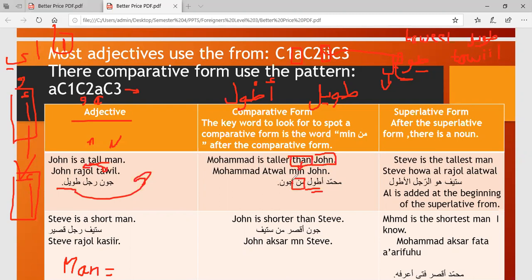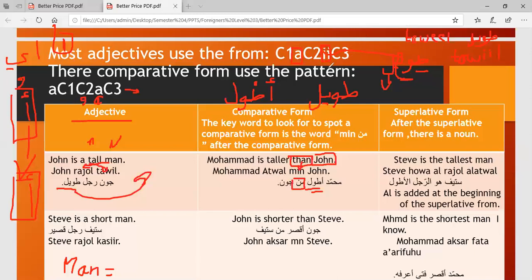Heidi, I want you to use the comparative form between Alex and Kalim using the adjective طويل, but the comparative form. Write it as a chat. Yes, I want you to compare between Kalim and Alex using the adjective tall. Kalim أطول من Alex. Yes.